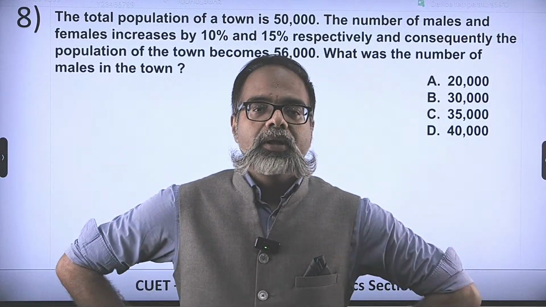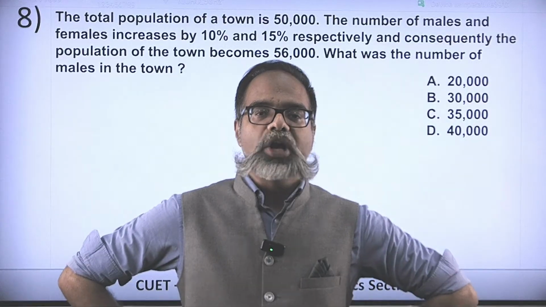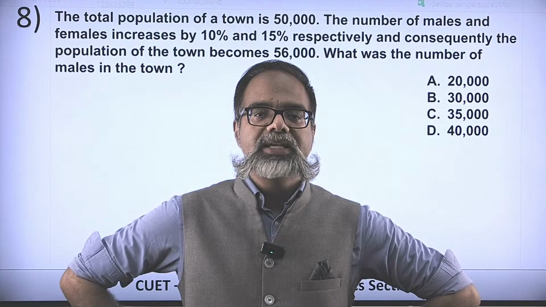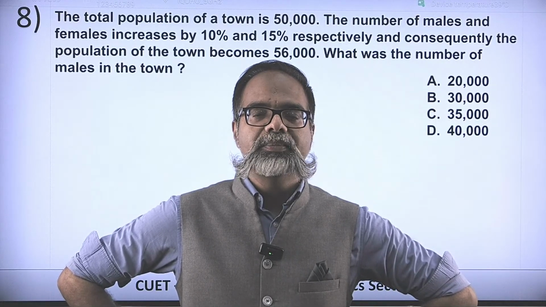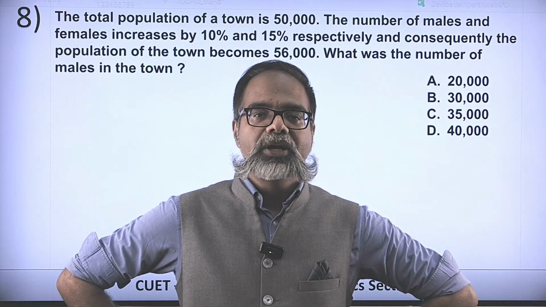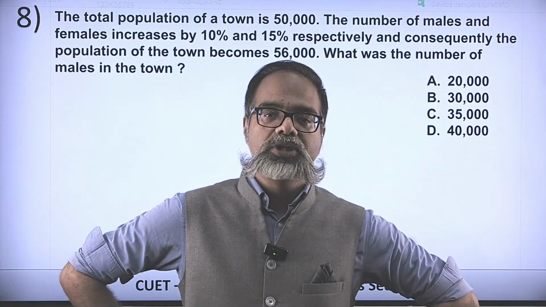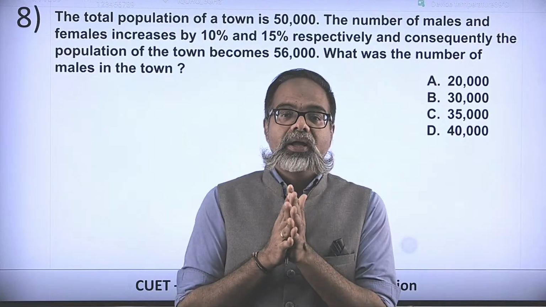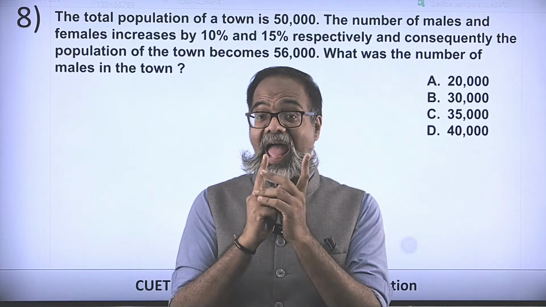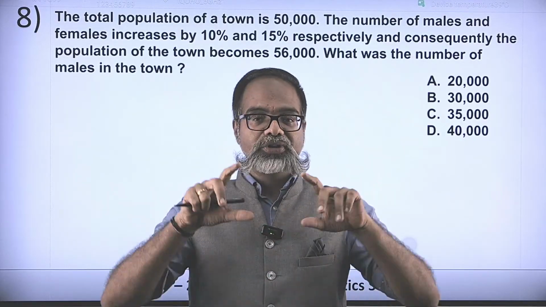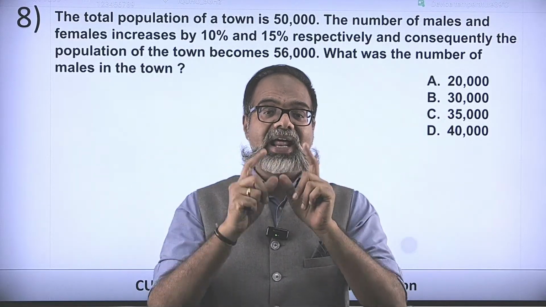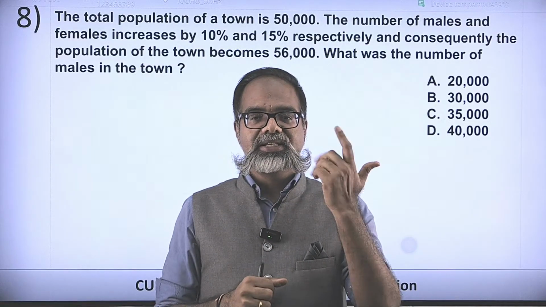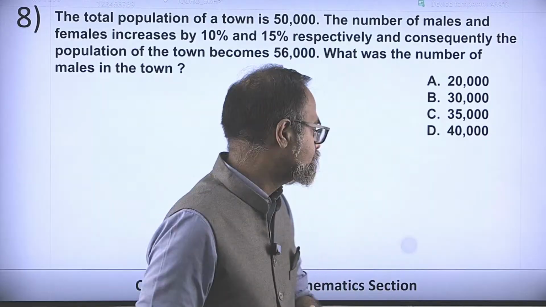Right. Total population of a town is 50,000. Number of males and females increase by 10 and 15%. Consequently, population becomes 56,000. What is the number of males in the town? Interesting. If you remember alligation, finding out the ratio of two numbers whose combined average is given. This is easy. How? Let's see.